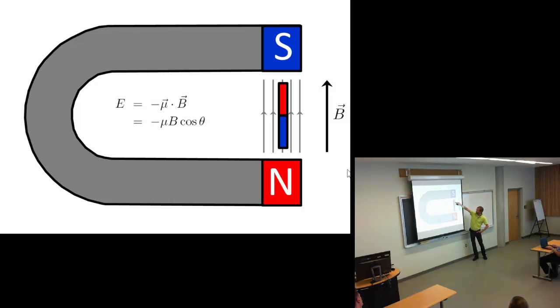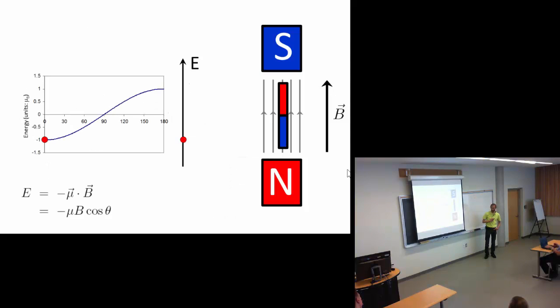That means that the north pole of the magnet is pointing to the south pole of that horseshoe magnet. That's the lowest energy situation. Let's put that on a graph.